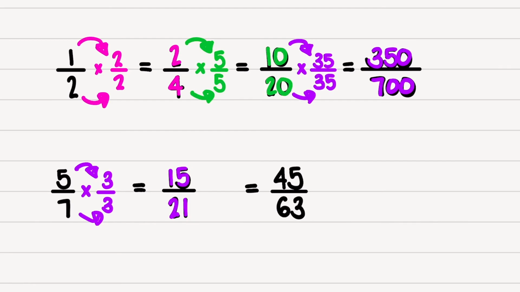What about 15 over 21 equal to 45 over 63? What do I do to 15 to get to 45? I'm going to multiply it by 3. What I do to the bottom, I do to the top. So 15 times 3 gives me 45, and 21 times 3 gives me 63.